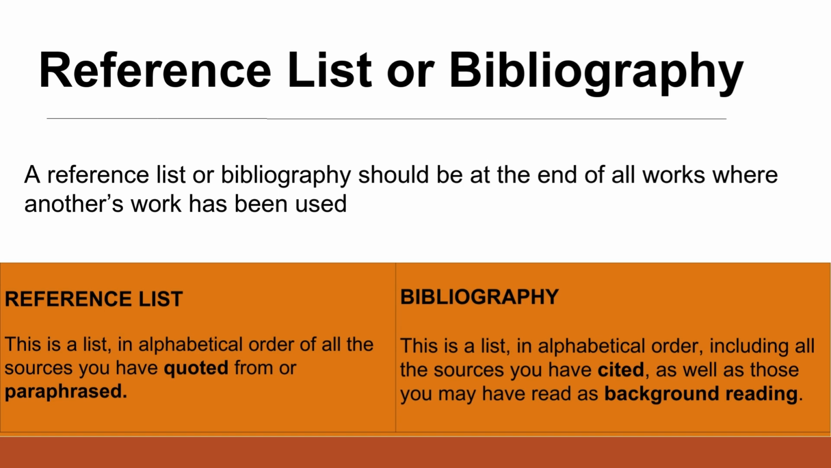What is the difference between a reference list and a bibliography? A reference list is an alphabetical list of all the sources you have used for your in-text quotes and paraphrasing. A bibliography is also an alphabetical list of all the sources you used for your in-text citations, but also includes resources that you have read as background information.